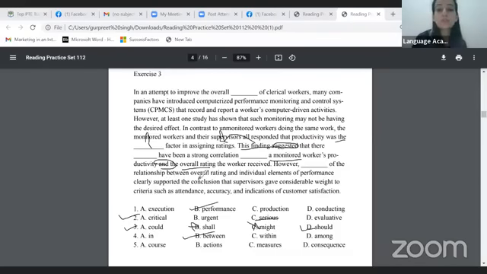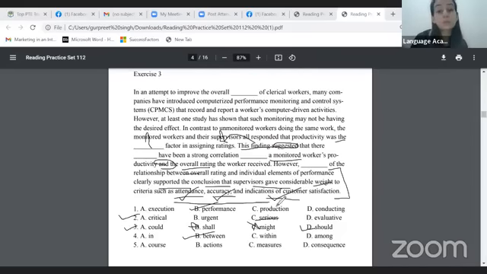However, dash of the relationship between overall rating and individual elements of performance clearly supported the conclusion that supervisors gave considerable weight to criteria such as attendance, accuracy, and indicators of customer satisfaction. Most of you have done this wrong. You have selected consequence of the relationship. Consequence is a negative word, and this sentence was not negative. So this relationship clearly supported the conclusion that supervisors gave weight, meaning they gave importance to attendance, accuracy, and customer satisfaction. What is negative in giving importance to these things?